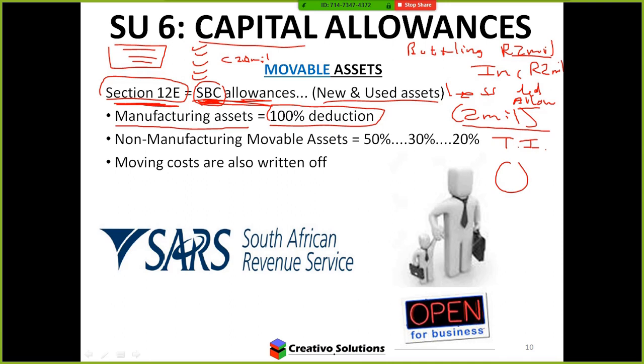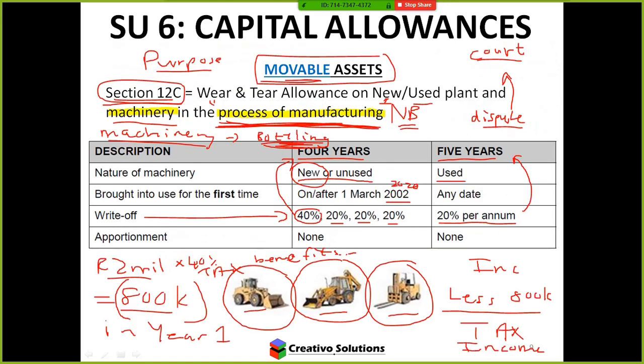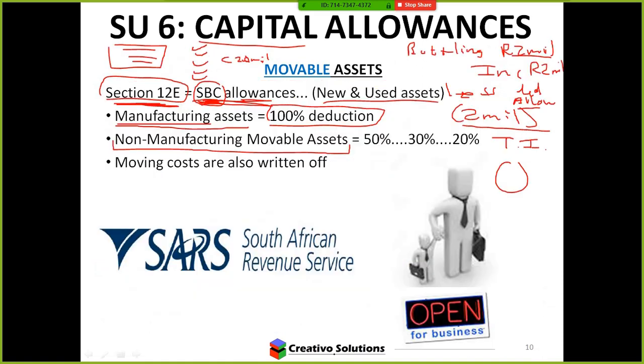And any business that meets the criteria in terms of an SBC will make use of this massive benefit. Section 12E says if it's manufacturing, claim all of it. If it's non-manufacturing, this is even a step further. Remember, earlier, non-SBCs can only claim machinery for manufacturing. We just looked at it, it's on this slide. If I'm an SBC, it even gets better. If I buy stuff that I'm not even using for manufacturing, I can still claim 50% in the first year, 30% in the second year, and 20% in the third year.